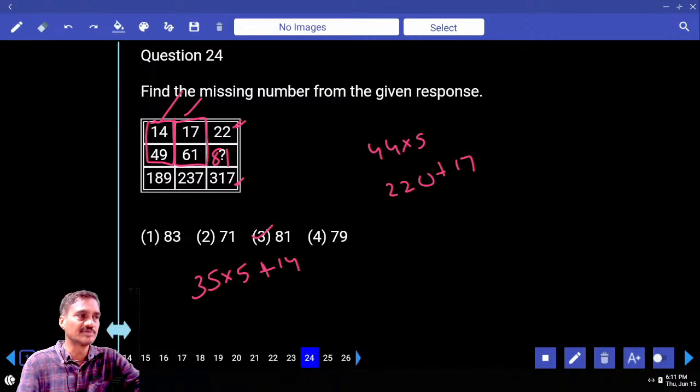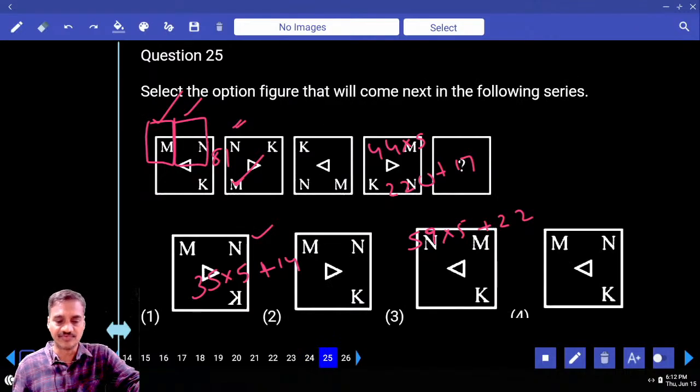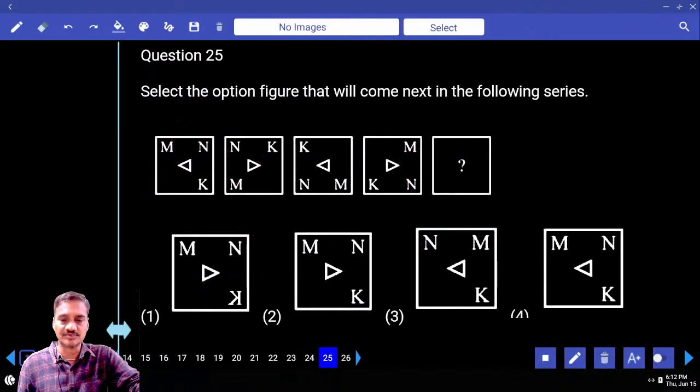Now 81 minus 22, what is the difference we have? 59. Now 59 into 5, how much do you get? 59 into 5 plus 22. Are you getting 317 or not? 307. Then finally 25. Now in this one, the next figure.